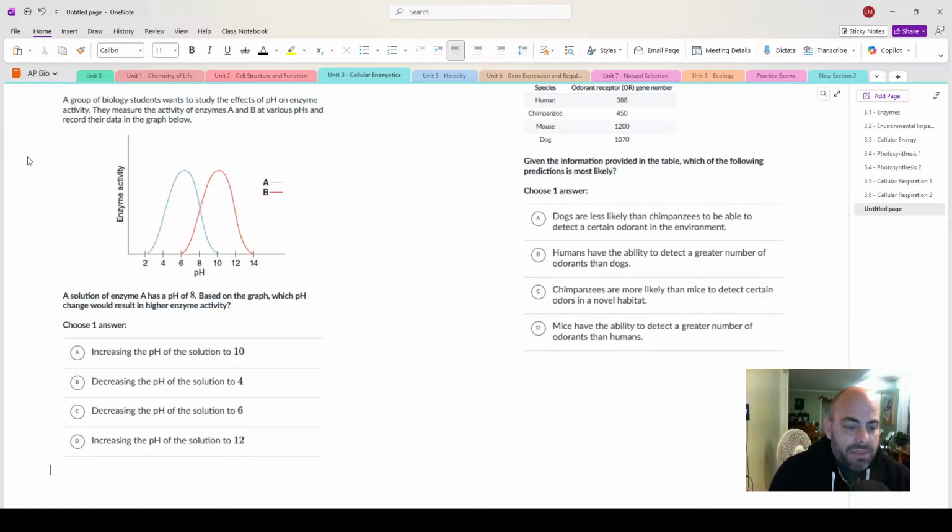Let's go find that ABCD, and there it is. It's C. That was not hard. This is about optimal pHs. Not a hard question.